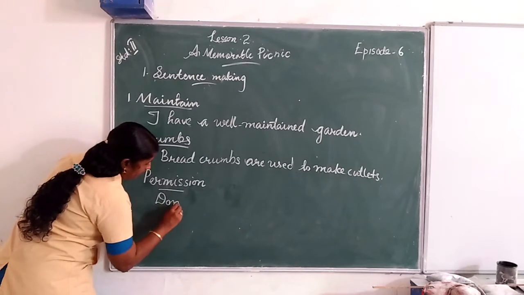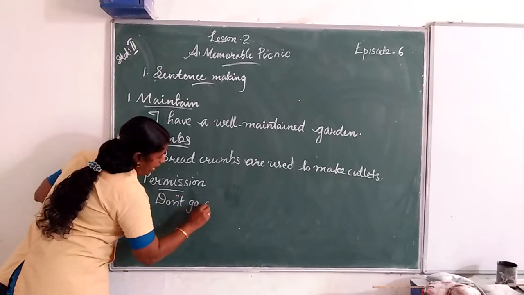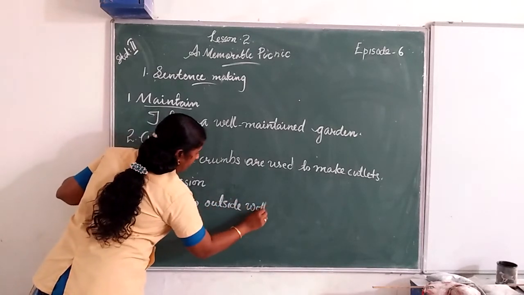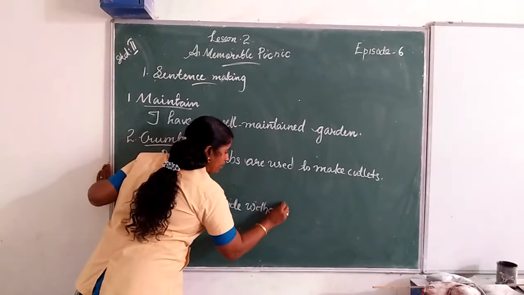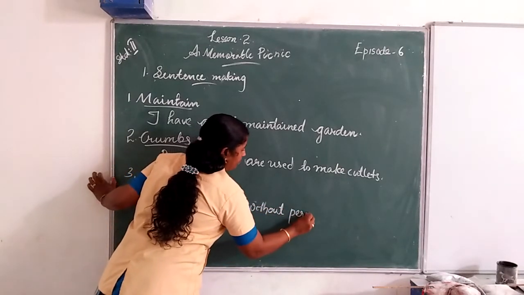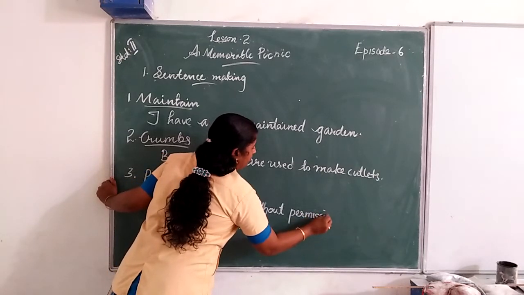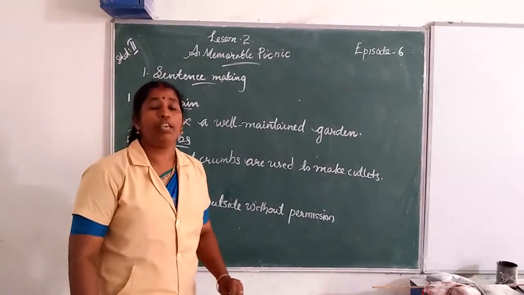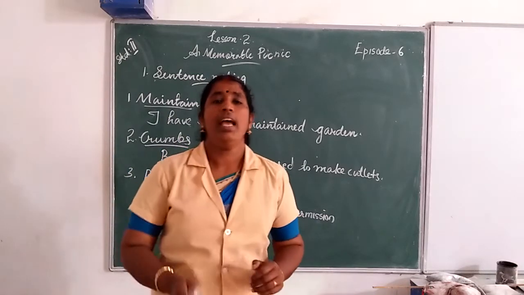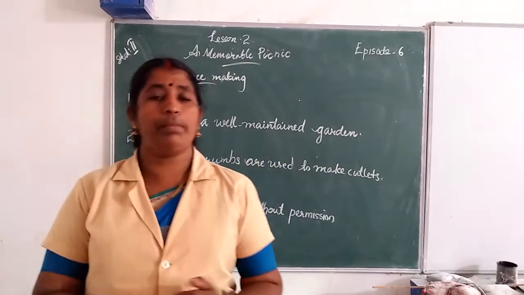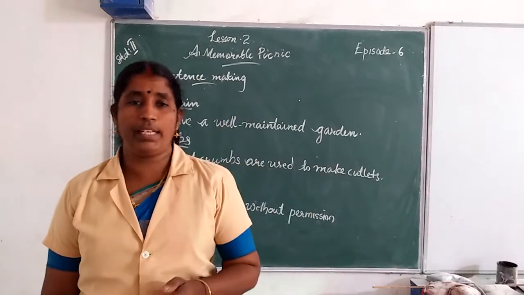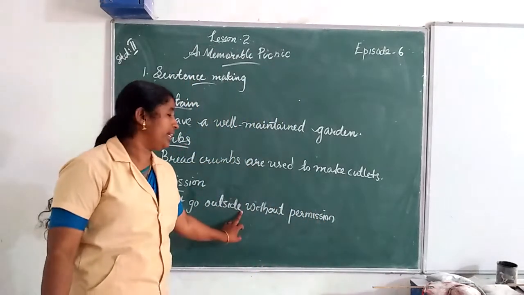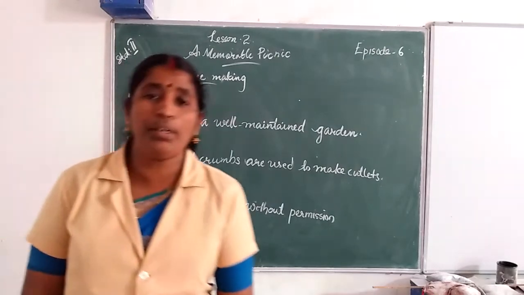Don't go outside without permission. What is the meaning of this? Don't go outside without permission. That means if you are young children and you want to go outside, you ask for permission. You seek the permission of elders or parents. Is it clear? Don't go outside without permission.